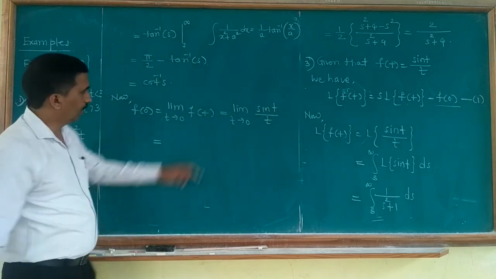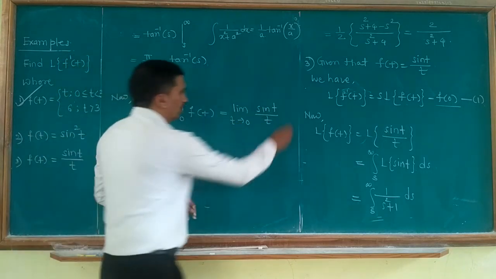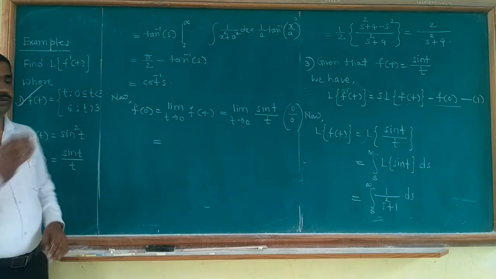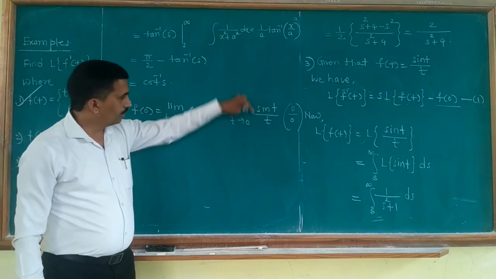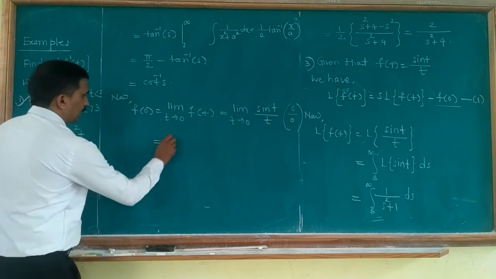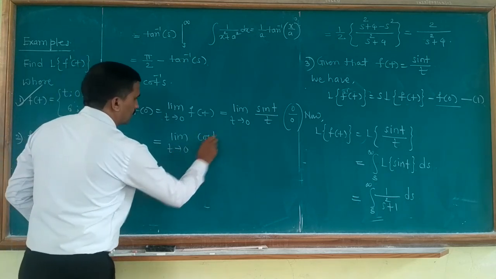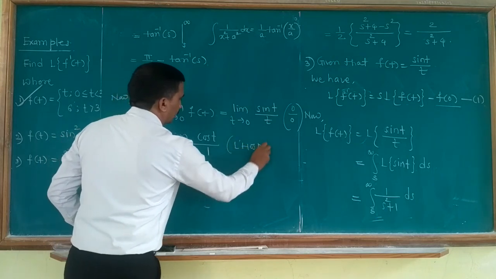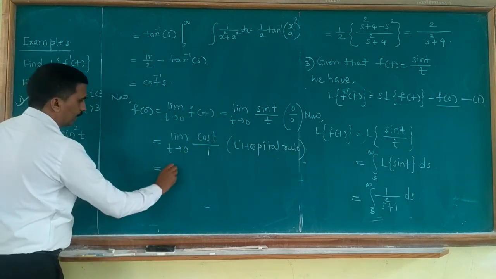This is equal to, now when t tends to 0, sin 0 will be 0, denominator is also 0. So this is 0 divided by 0 form. And if this is 0 by 0 form, then you can apply the L'Hospital rule. Now whenever you are getting 0 upon 0 form, take the derivative of numerator separately and derivative of denominator separately. So this is limit t tends to 0, here you will get cos t divided by 1. This is by L'Hospital rule. And now t tends to 0, you will get 1.